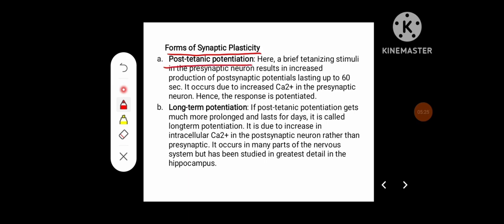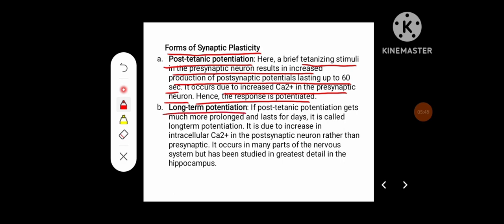Post-tetanic potentiation. Here, a brief tetanizing stimulus in the presynaptic neuron results in increased production of postsynaptic potential lasting up to 60 seconds. It occurs due to the increased calcium in the presynaptic neuron, and hence the response is potentiated.